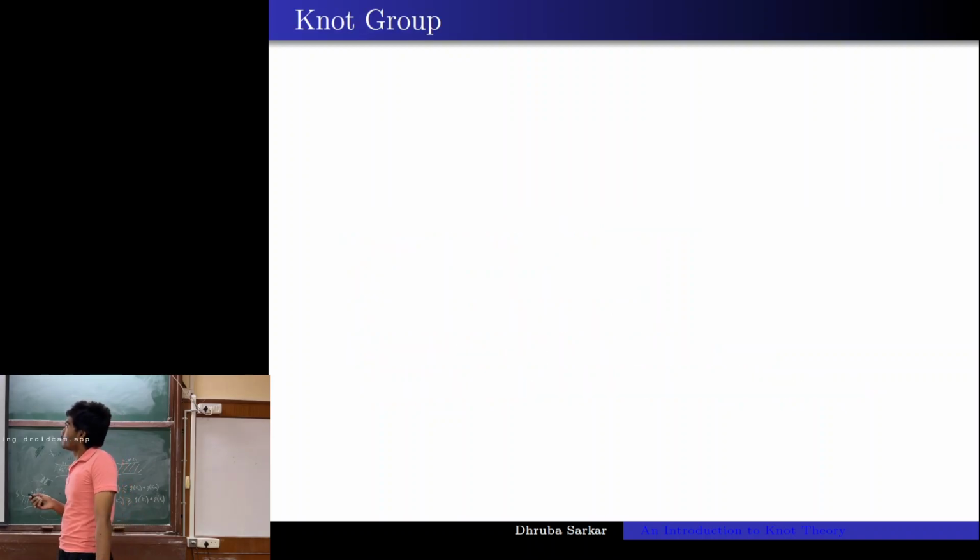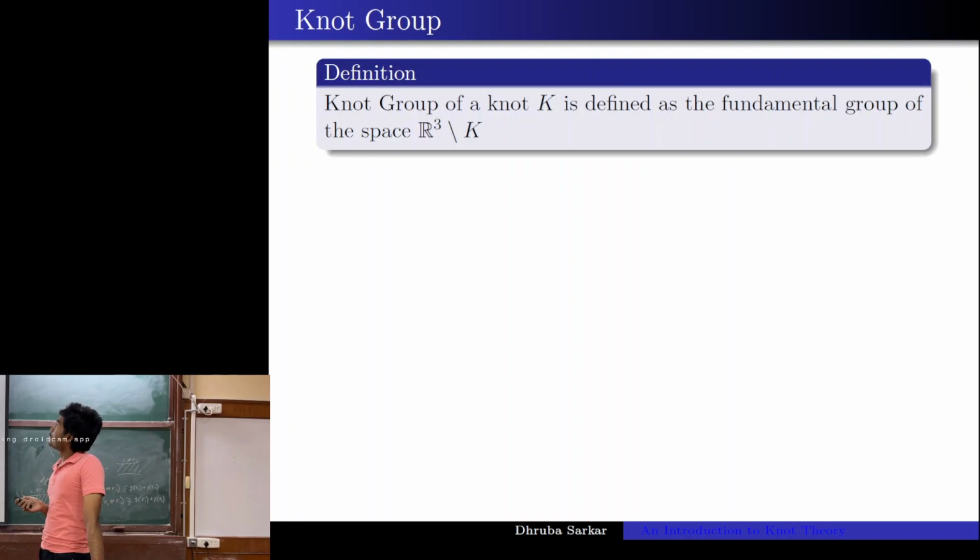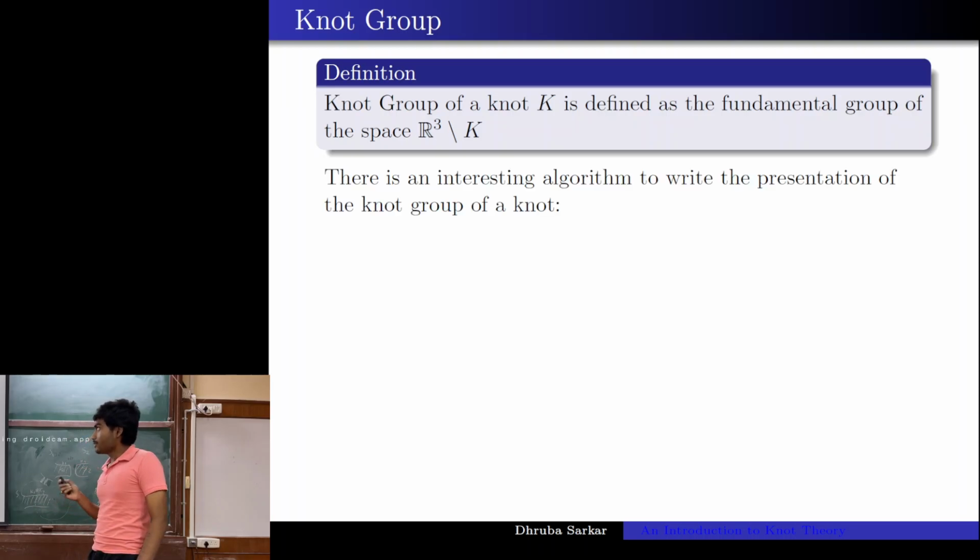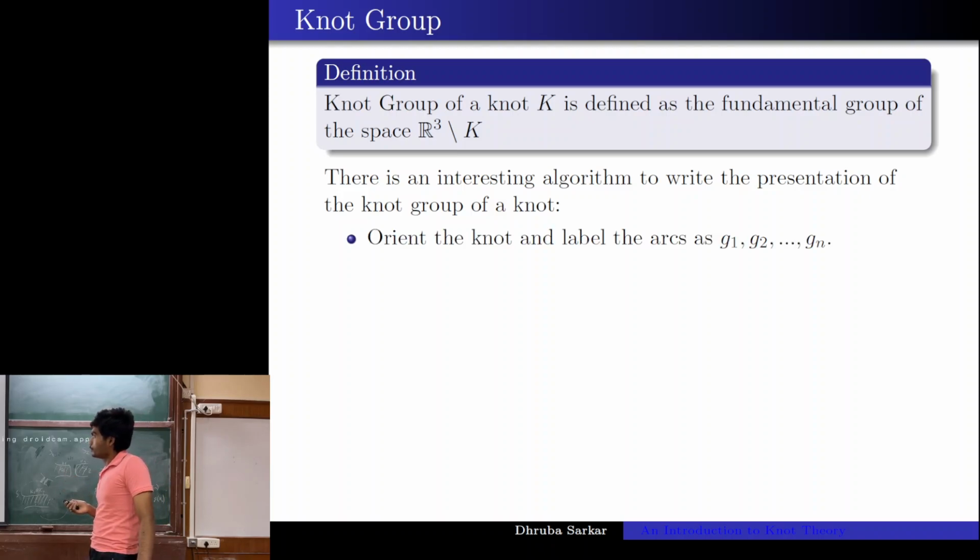Anyways, now let us look at something called the knot group. This is the final topic for this talk. So what is a knot group? The knot group of a knot is defined as the fundamental group of the space R3 minus the knot. And this actually has an interesting algorithm to construct this fundamental group.